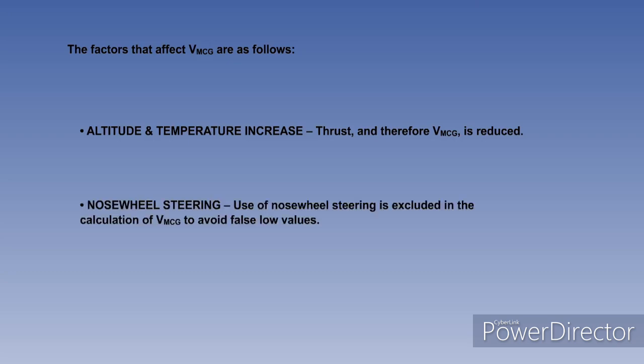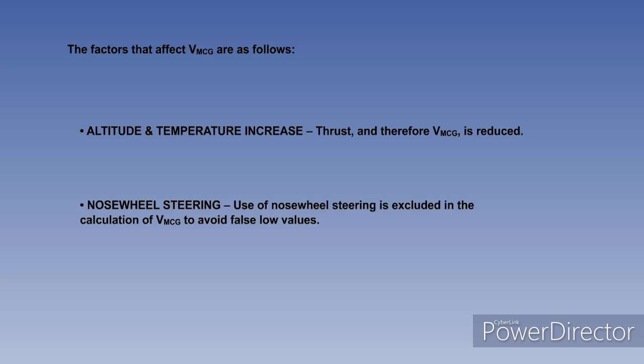Nose wheel steering is designed for taxiing, making tight turns at low speed, turning off the runway, parking, and so on. When taking off on wet, icy or slippery runways, the nose wheel can lose adhesion and have little steering effect. VMCG is established during flight testing, usually on a dry runway. If the test pilot were to use the steering, it would give a false low control speed, which could result in loss of control if used in emergencies.